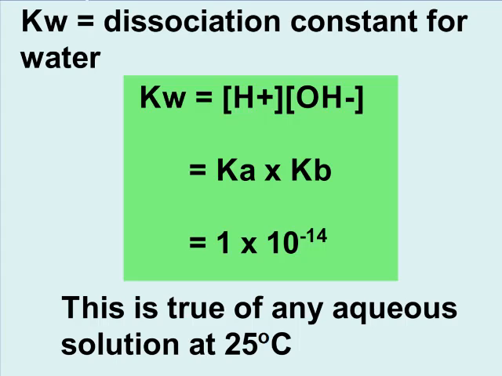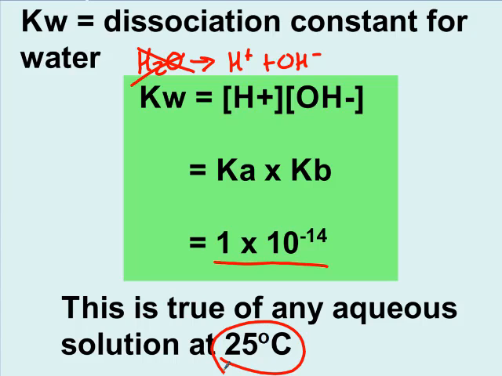Because water has its own equilibrium, it has a Kw equation. Kw is the dissociation constant for water, and it's products over reactants. So H2O produces hydrogen ions and hydroxide. If I was writing a Ka expression, I would ignore water because that's a liquid, and so I just have hydrogen times hydroxide. That Kw value is 1 times 10 to the -14 at 25 degrees Celsius.